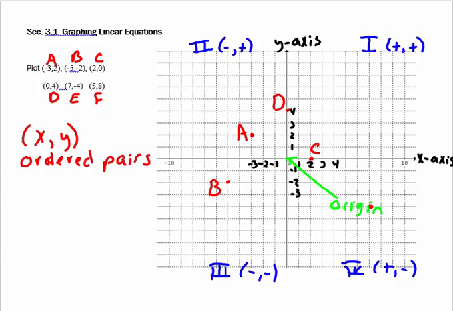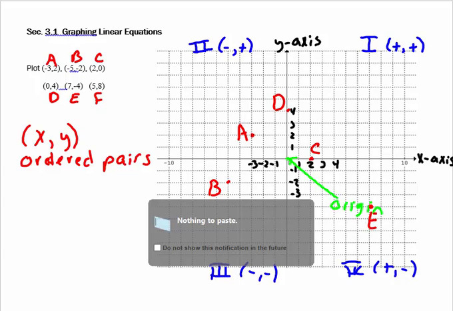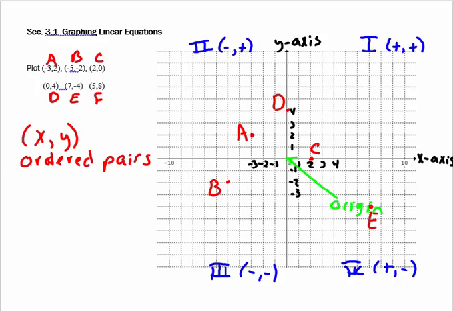So it's going to be right there, and that will be E. Lastly, F is (5, 8), so that says go 5 to the right and up 8. So there will be point F in quadrant 1.